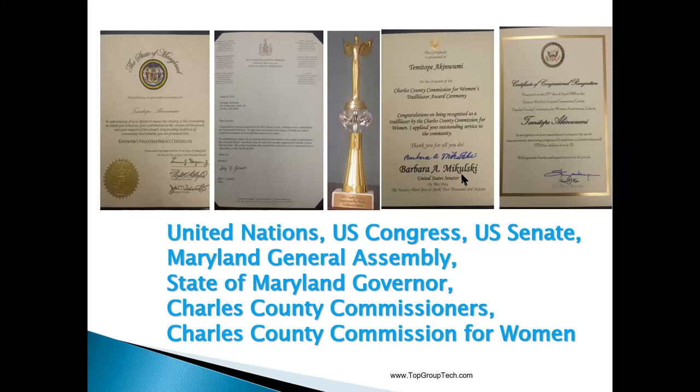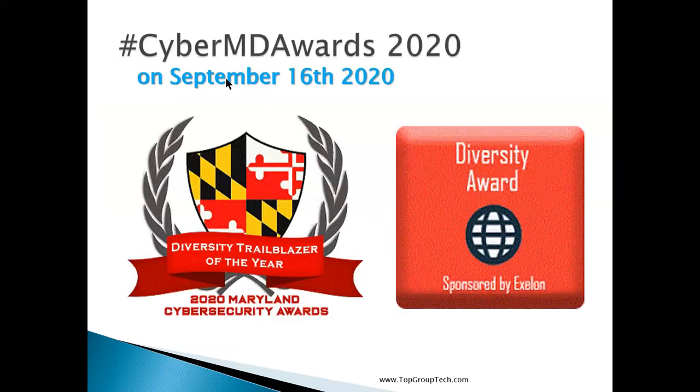This is from a U.S. Senator. This is from the U.S. Senate. This is from the U.S. Congress. And a lot more. I can't put them all here, I just put some. I have awards from four senators, and from the Charles County commissioners. Also, last year, I was given the Cybersecurity Association of Maryland Award, the Diversity Trailblazer of the Year 2020 award, and a Diversity Award from Excellent. And the United Nations Award is also there.